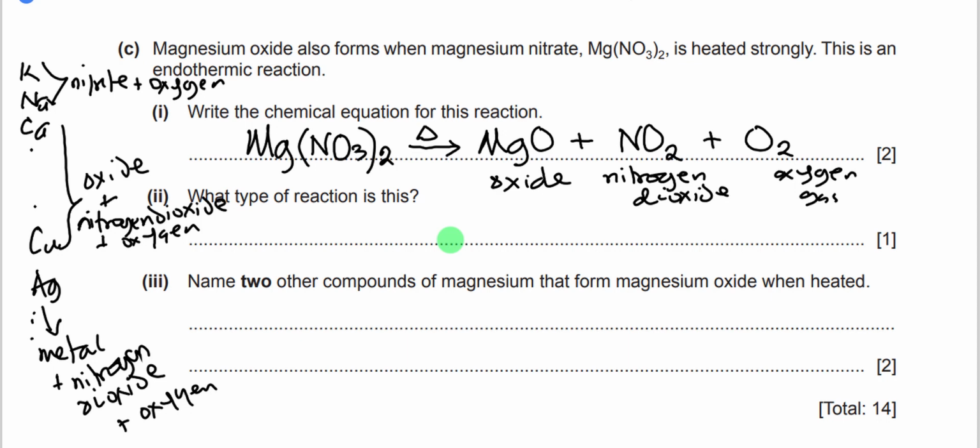Fine. So remember, you have to balance this. Magnesium 1, nitrogen 1 on the left hand side, nitrogen 1 here is balanced. Oxygen 6 here, oxygen 5 here. So what do we do? How can we make this 2? Okay, so let's make this 2. Now we have 2, that's 6. And now magnesium is 2, so we add 2 here.